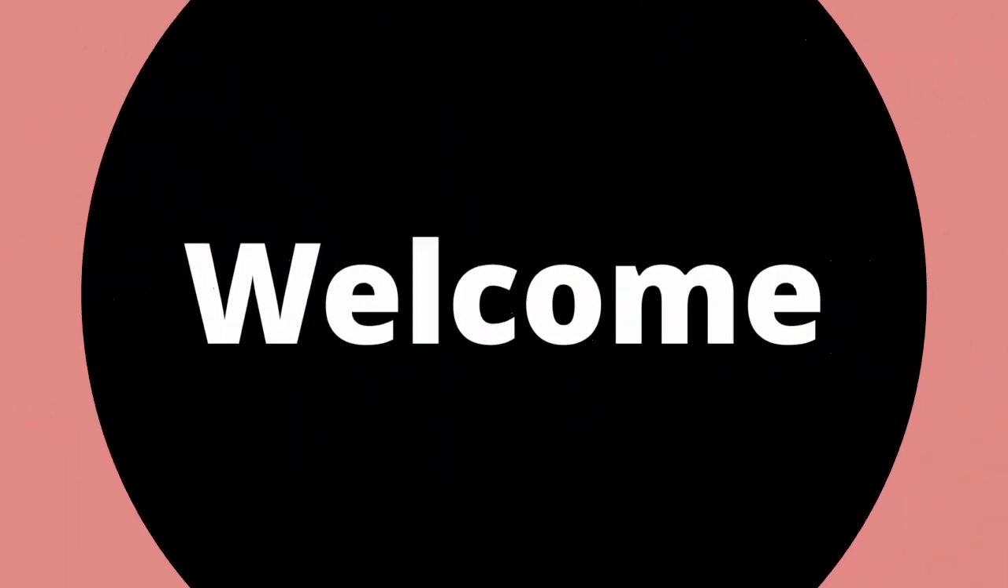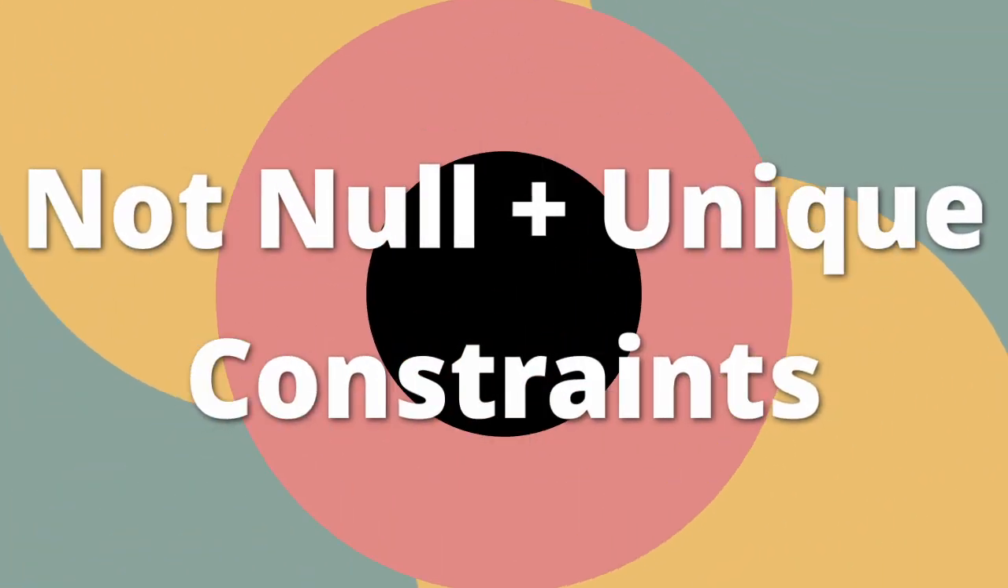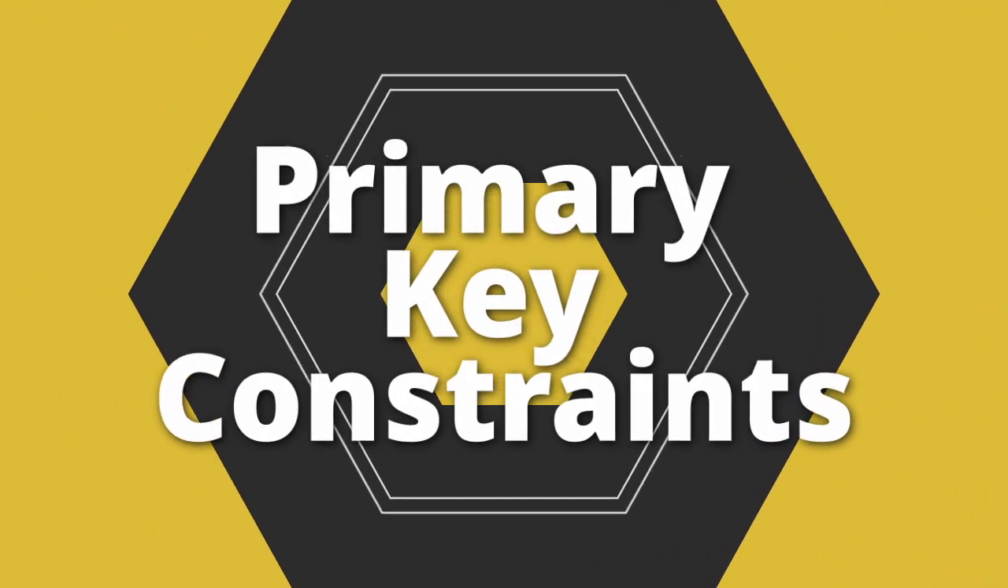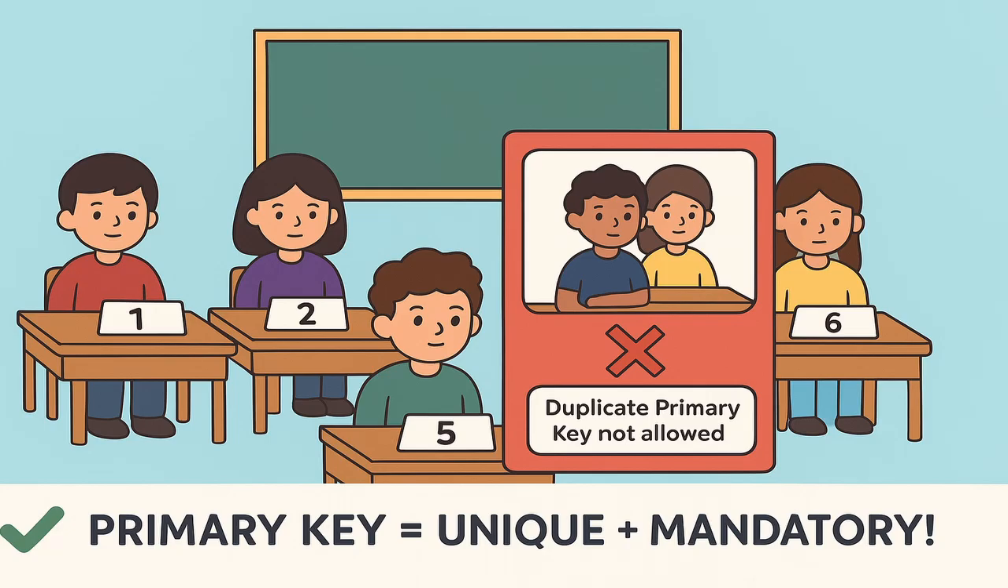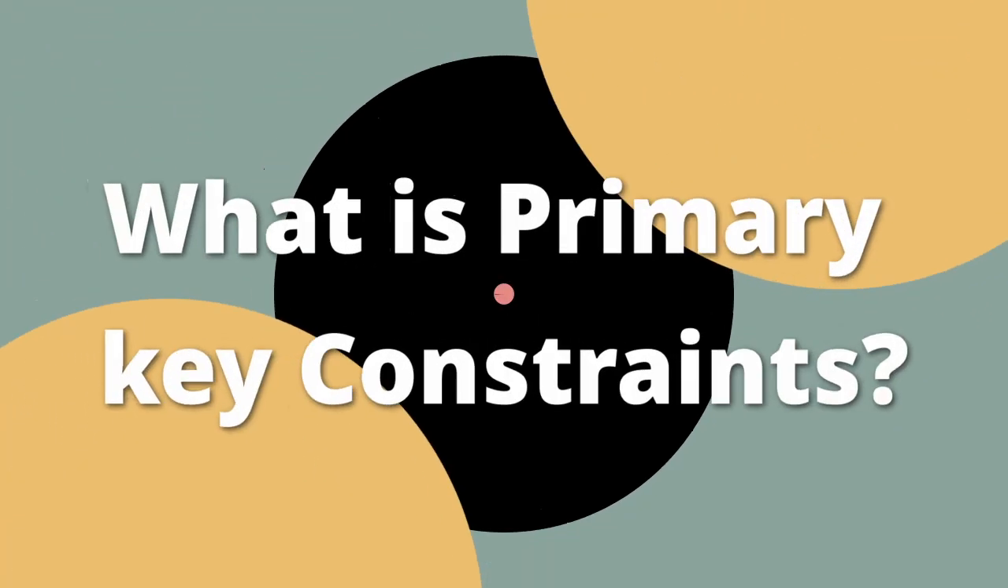In the last video, we discussed the not null and unique constraints. And I even gave you a hint that our next topic will combine both. Yes, today we are talking about one of the most important constraints in SQL, the primary key constraint. If SQL tables were a classroom, then the primary key would be the roll number of each student, unique and mandatory. So let's start with the primary key constraint.